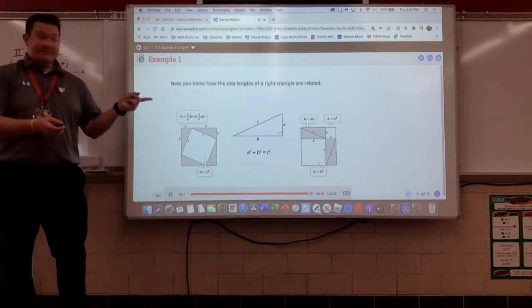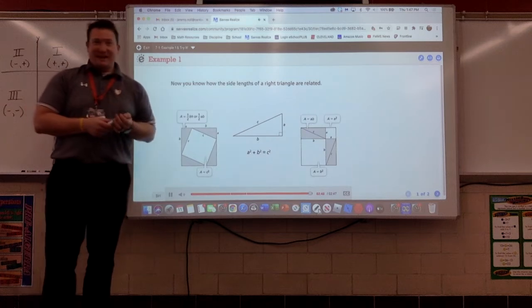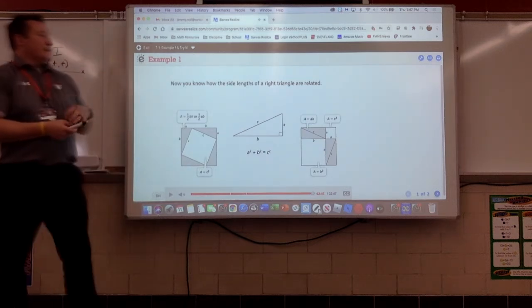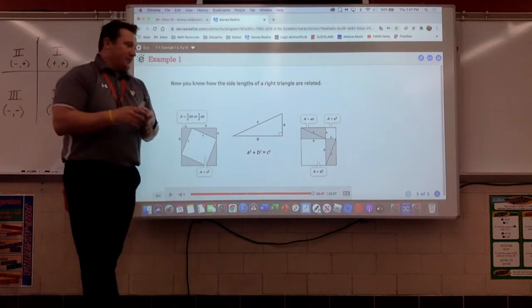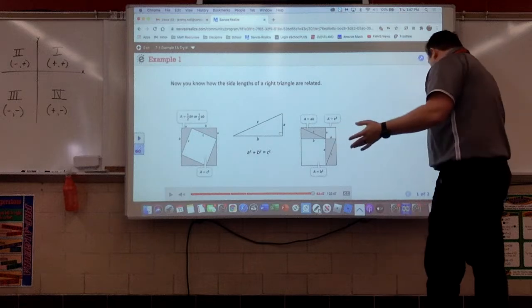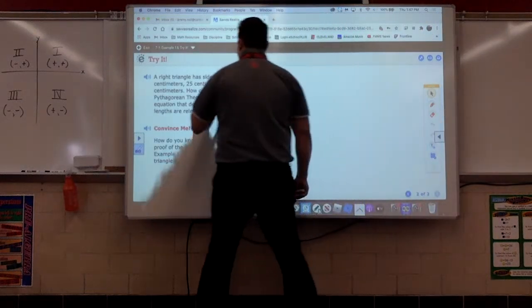You guys want to see some? Now, you know how the side lengths of a right triangle are related. All right. So they proved to you that the Pythagorean theorem does indeed work, okay? That's great. All right, let's see it in action.